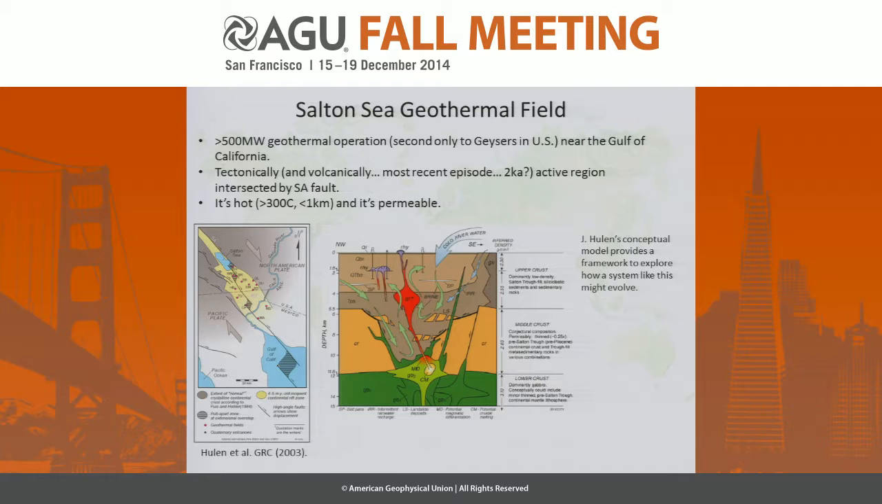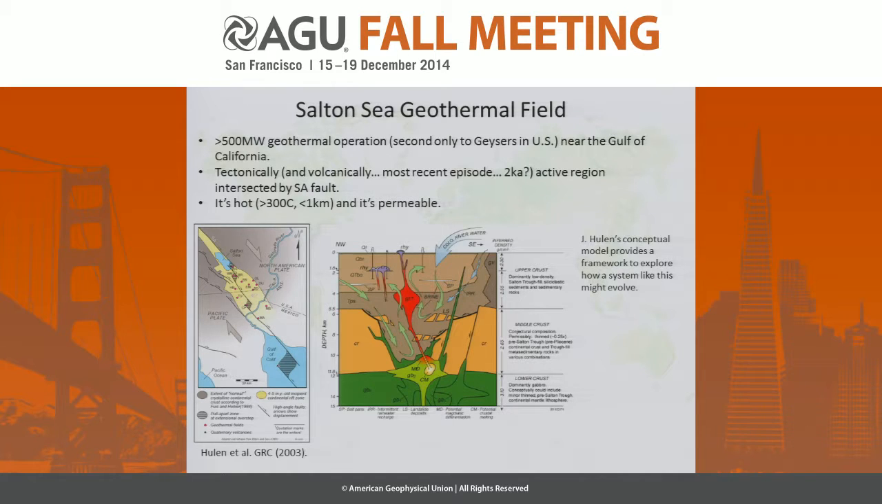Tectonically and volcanically, it's very active. A very recent volcanic episode, maybe 2,000 years ago. It's hot and it's permeable, so it's, of course, kind of a dream case for geothermal resources. It is also extremely chemically reactive, which causes additional problems in other ways, but it's a great place to pull out geothermal energy.